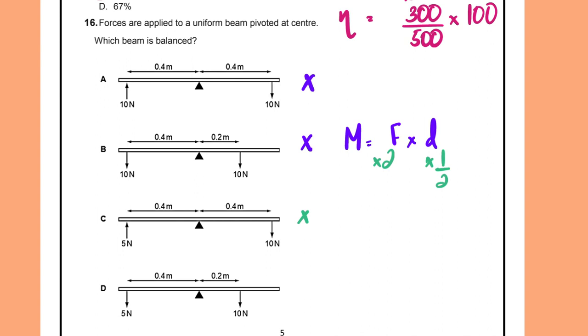And let's also see why. If you do this here, 5 times 0.4 and 0.2 times 10, both of these will be equal to 2 Newton meter. And one of these is anti-clockwise, the other one is clockwise. So this is exactly what we're looking for.